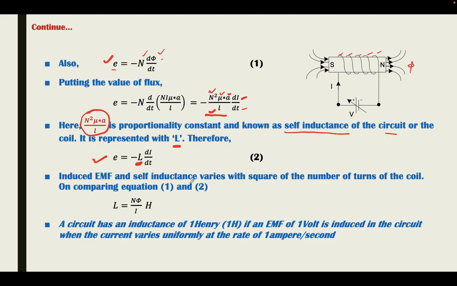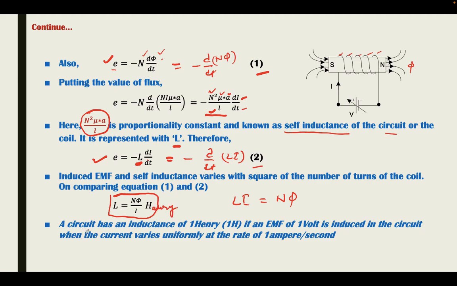The induced EMF and the self-inductance vary with the square of the number of turns of the coil. On comparing the first and second, this equation can be written as minus d N phi upon dt. Similarly, this equation can be written as minus d upon dt of Li. Now comparing these two equations, Li must equal N phi, and rearranging this equation, we can find L in terms of phi, N and I, where the unit is Henry.